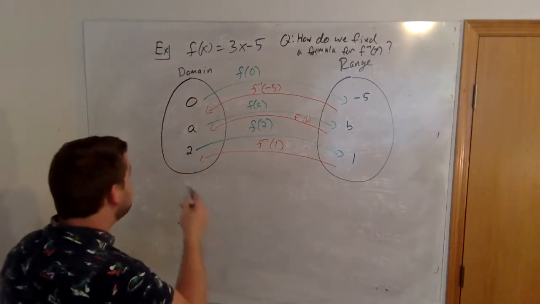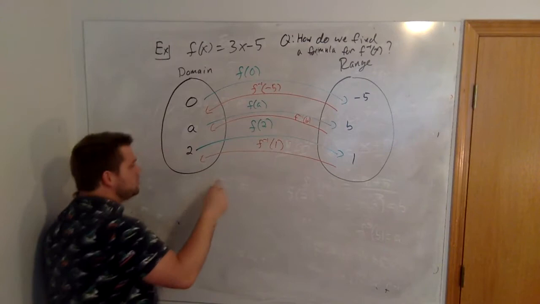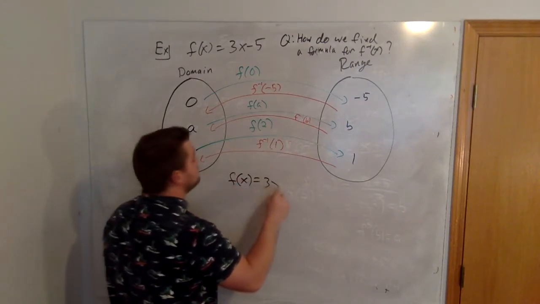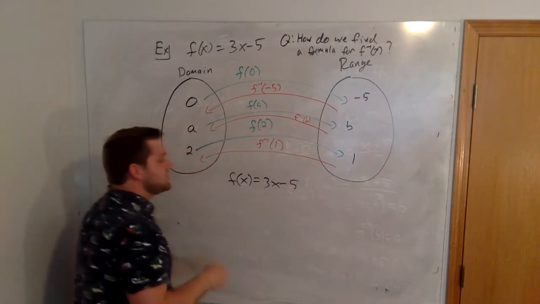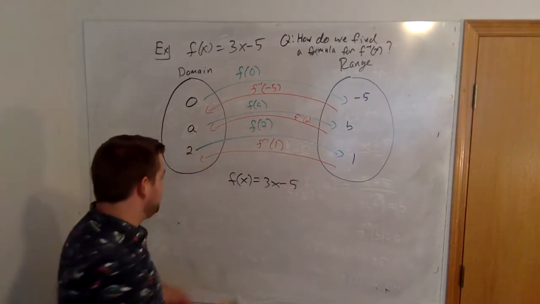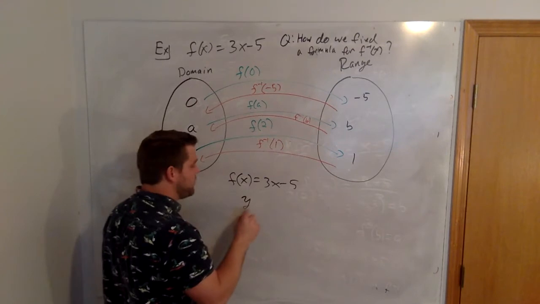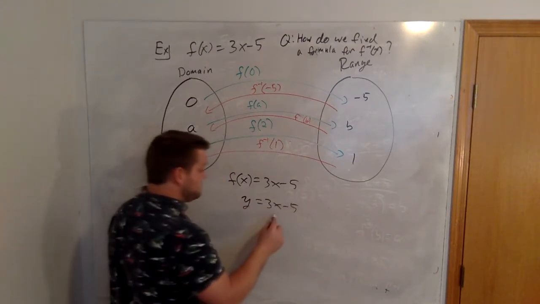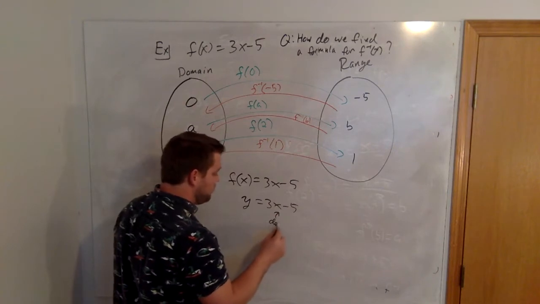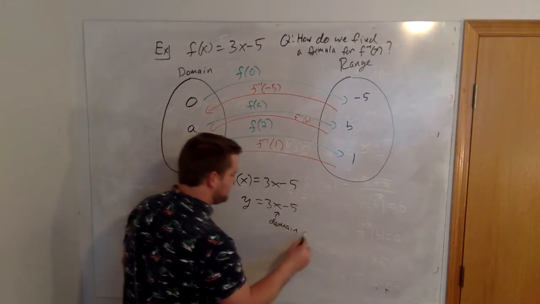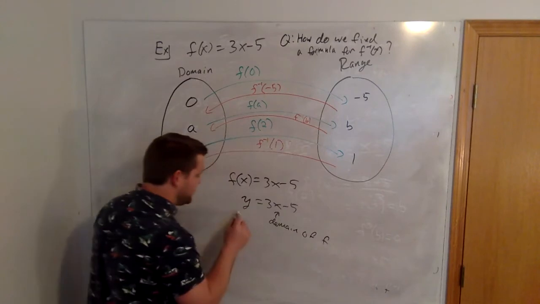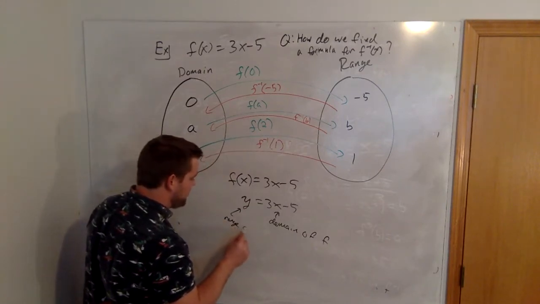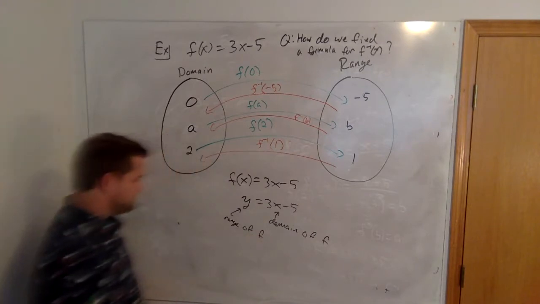Let's think about it. Okay, well, what I have here is that f of x is equal to 3x minus 5. Let's go ahead and get out of function notation. Instead of writing f of x, we could write y equals 3x minus 5. So this is the domain of f, and this is the range of f.